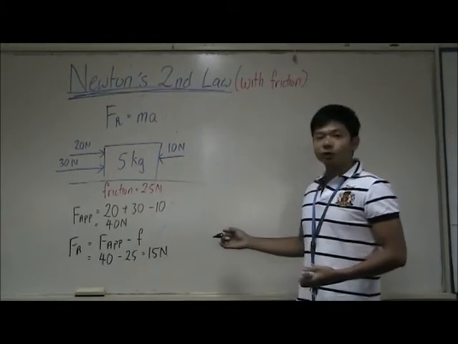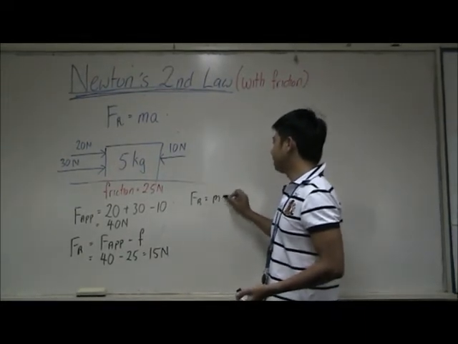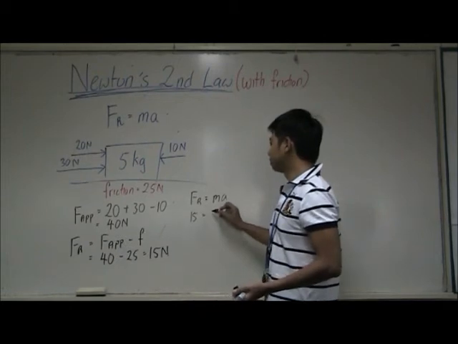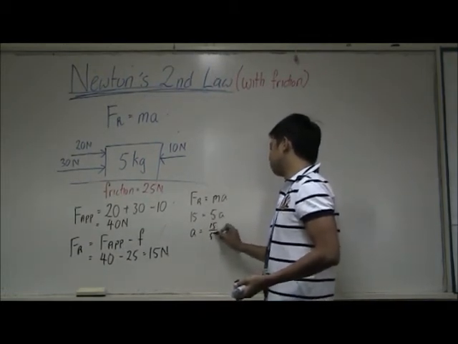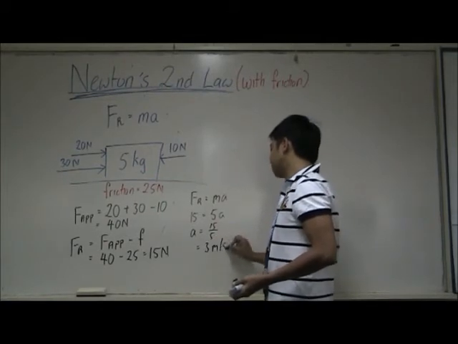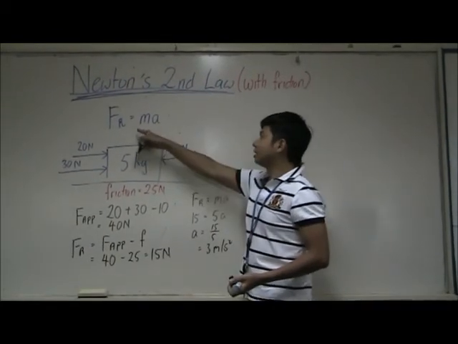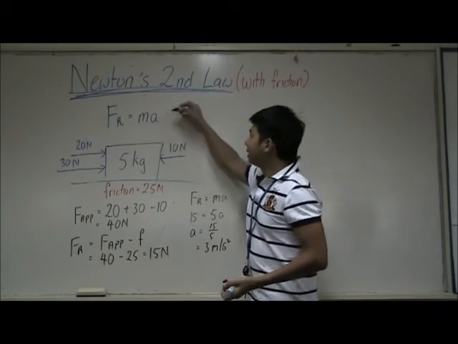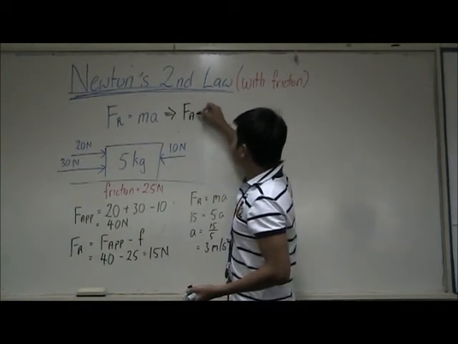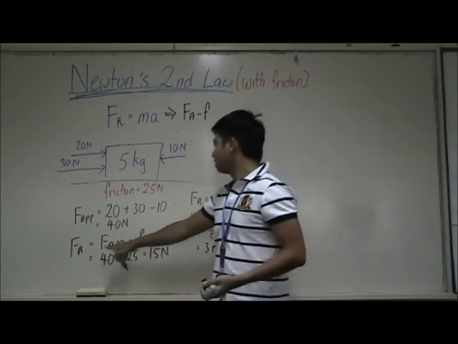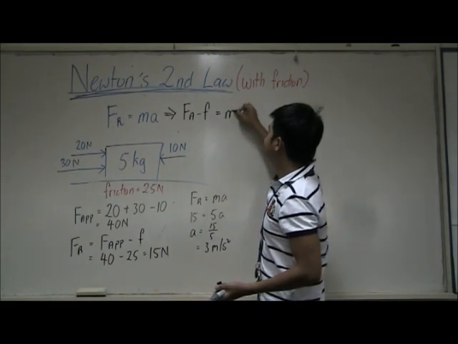Okay, with the resultant force, we can move on to find the acceleration, which is resultant force is equal to ma. So 15 is equal to 5 times a, and a is actually equal to 15 over 5, which is 3 meter per second squared. Okay, with this we can actually modify the formula. Resultant force is equal to ma to become applied force minus friction, because the resultant force is actually equal to applied force minus friction, and this will give us ma.